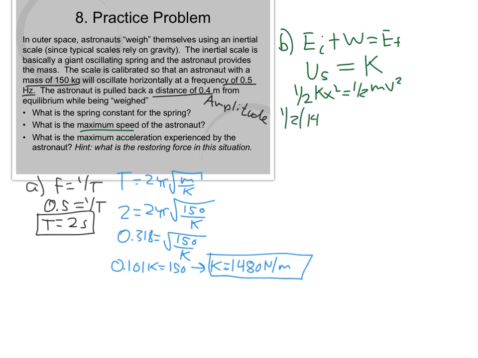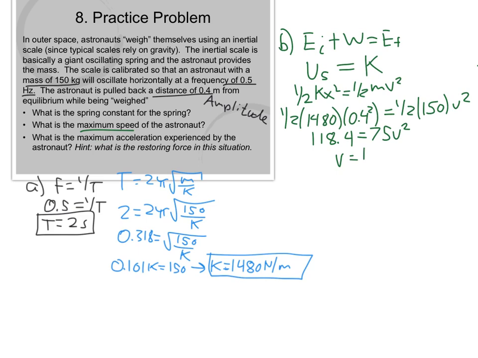I know my k is the 1480 I just found. x, when all of our energy is spring potential, that's the amplitude, is going to be 0.4. I know my mass is given as 150, and I can use that to find the velocity. So this left side of the equation ends up becoming 118.4, which is equal to 75 v squared. And I find that v then, solving for that, dividing by 75 and taking the square root, is 1.26 meters per second. So there is my velocity of the astronaut at that equilibrium position when they have their maximum speed.